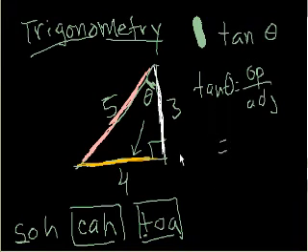Well, what was the opposite side? Right, the opposite side was 4. Right? And what was the adjacent side? Well, we just saw that is 3. So the tangent of this angle is 4 over 3.